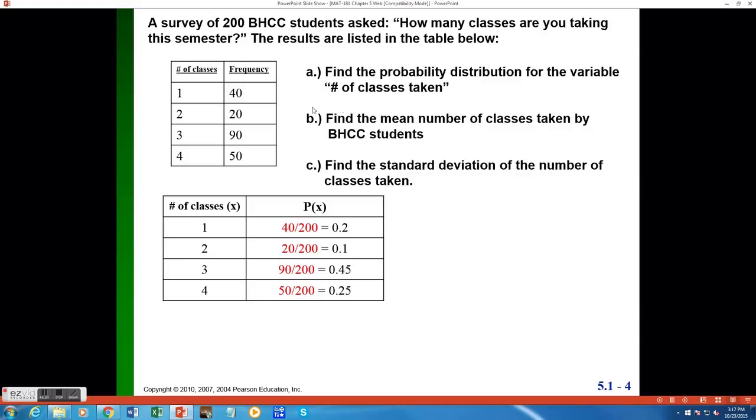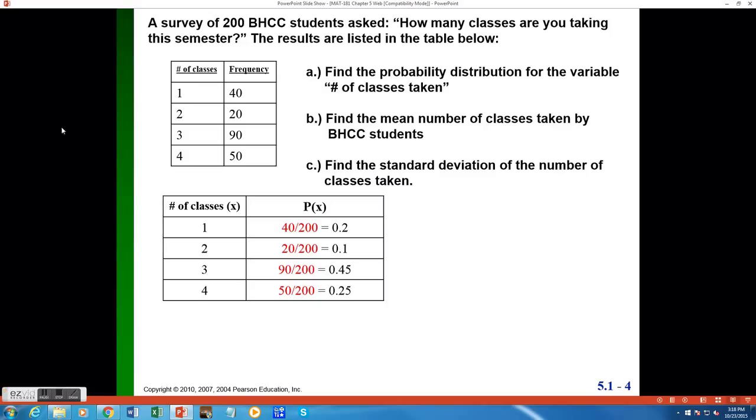The first part of this question asks us to find the probability distribution for the variable, the number of classes taken. So our variable in this problem takes on four distinct values, 1, 2, 3, or 4. This variable is a discrete variable. In order to create a probability distribution for a discrete variable, one of the ways I can do it is using a table. All I have to do is list out all the possible values that my variable could be and the probability associated with each one of those values.